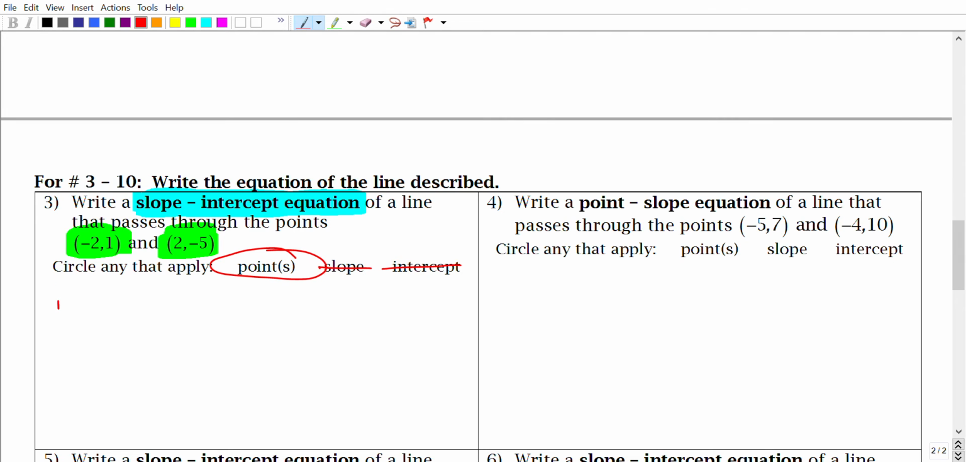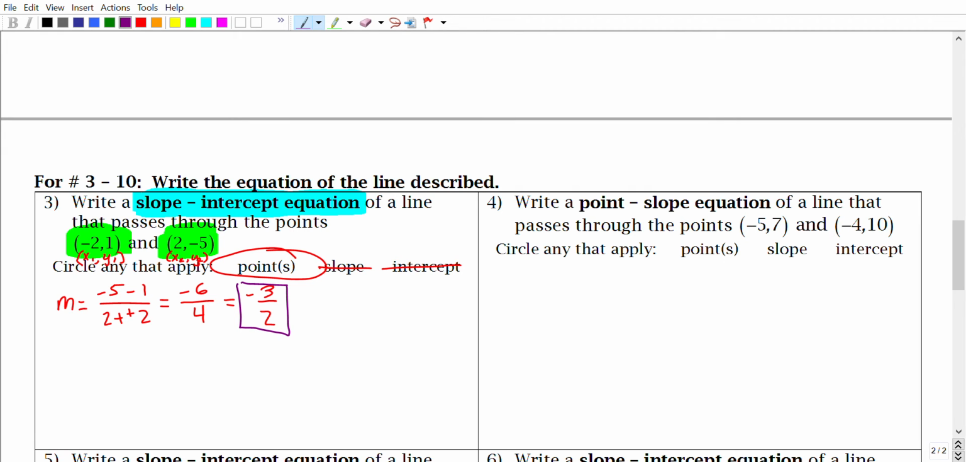We get m equals, let's go ahead and name this x1, y1, x2, y2. So I get -5 minus 1 over 2 minus a -2. So what's that? -5 minus 1 is a -6. This right here, the opposite of a negative is a positive, so this becomes a +4. And finally, I get -3/2 because they both have a 2 in common. So my slope here is a -3/2.